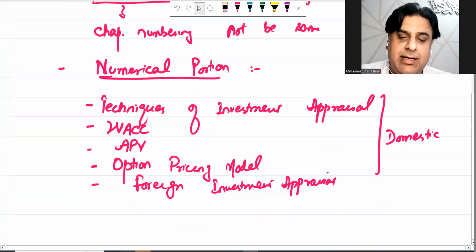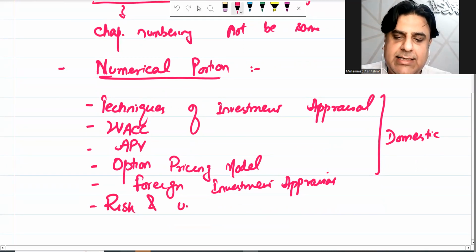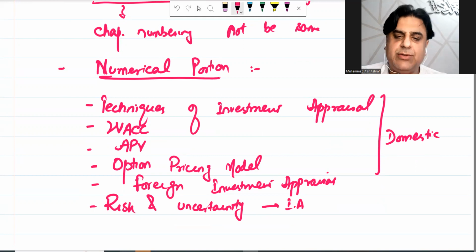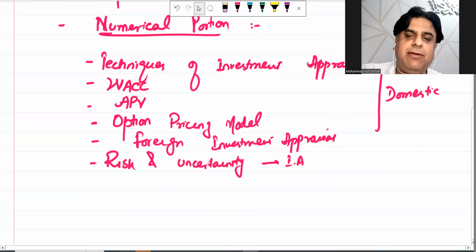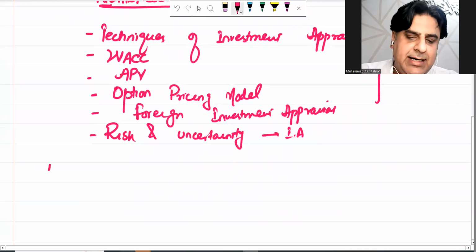And the last one is risk and uncertainty in investment appraisal. So these will be the topics which I will follow in this order. Now let us move towards the first topic, and that is the investment appraisal techniques.